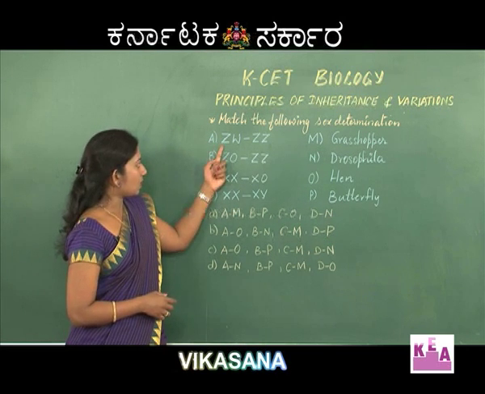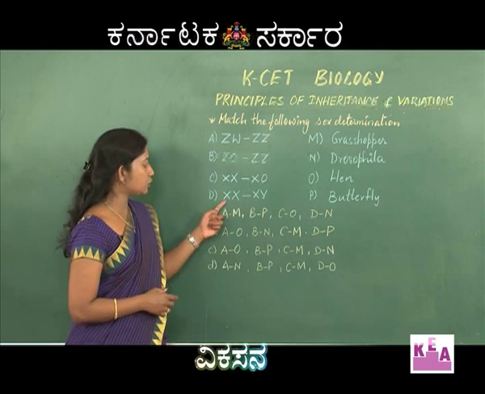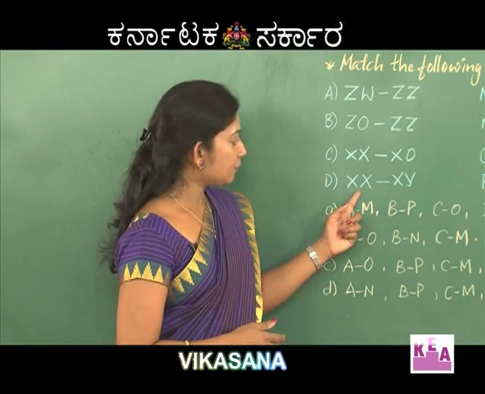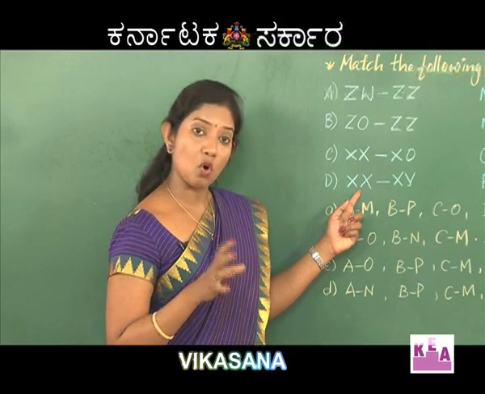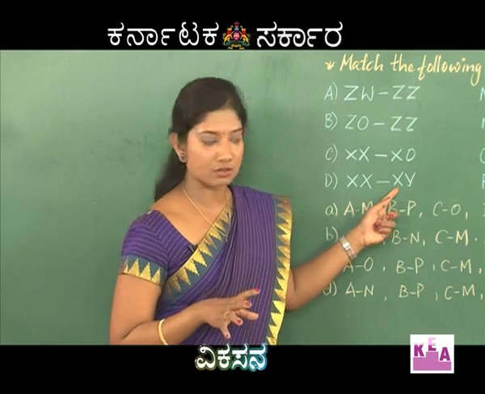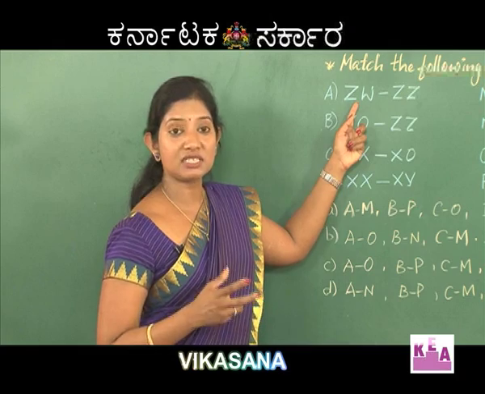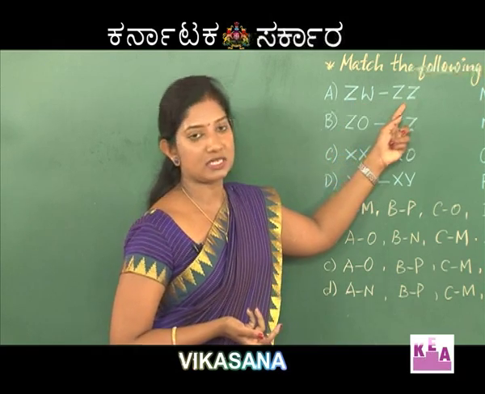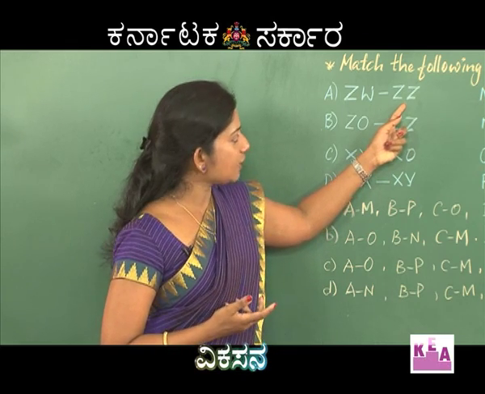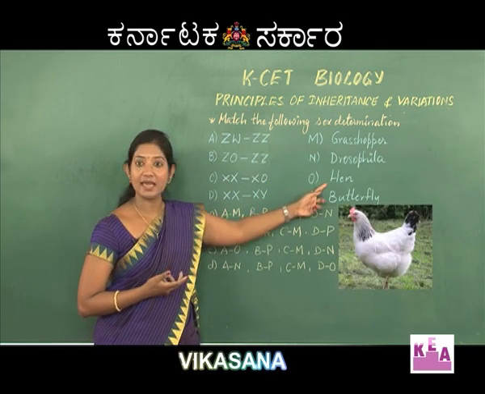Now the first one, ZW and ZZ type. This is somewhat similar to the last option, but the difference over here is that there the female sex was determined by the homogametic condition and the male sex by the heterogametic condition. Here it is vice versa. When a heterogametic condition comes, it determines a female sex, and when a homogametic condition exists, it determines the male sex. And this kind of sex determination you will find in birds like hen.